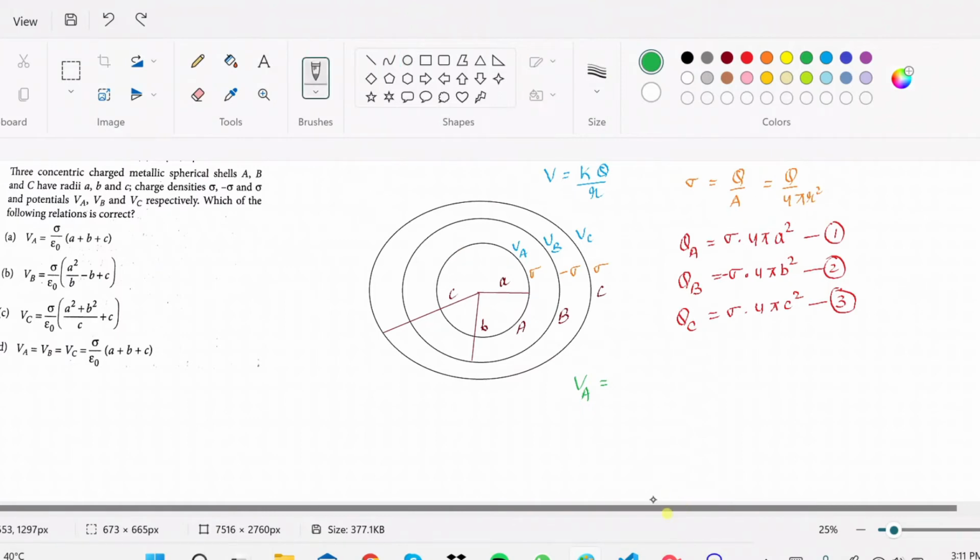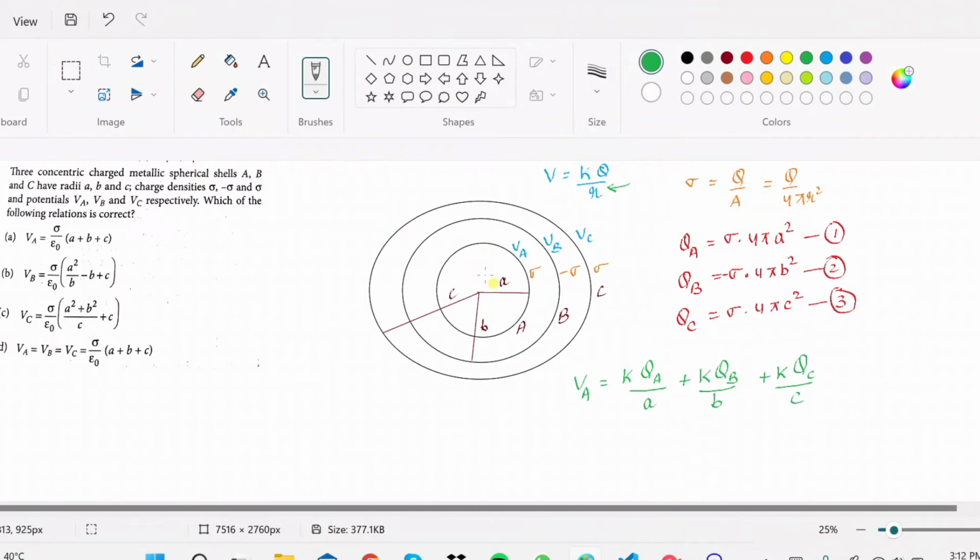So this will be K times the charge on A upon the position of A, plus K times the charge on B. Be very careful, this R is the position from the center. So what will be the position here? It will be small b, plus K Q C upon C.